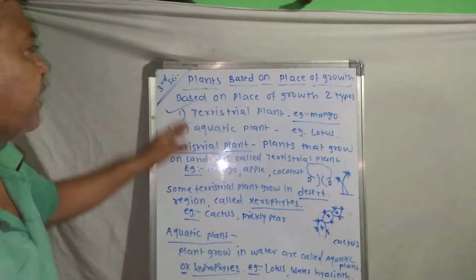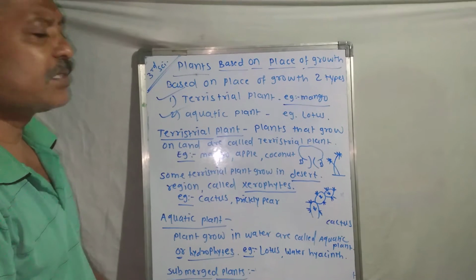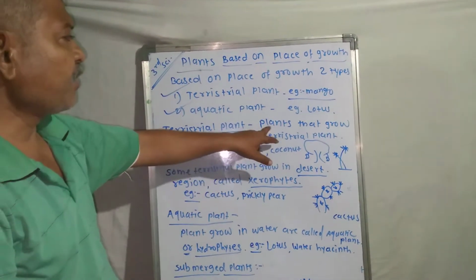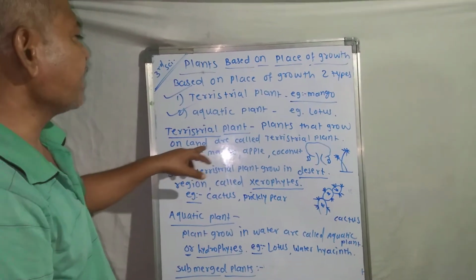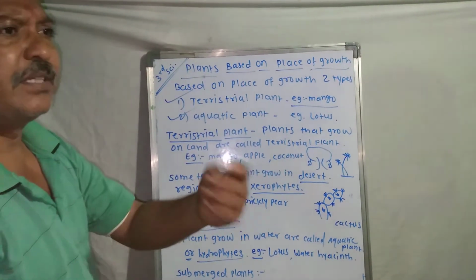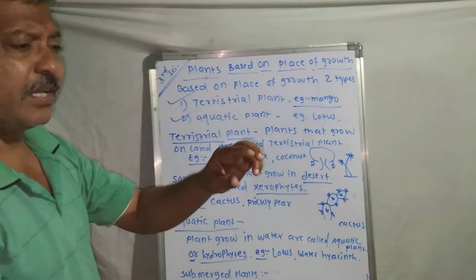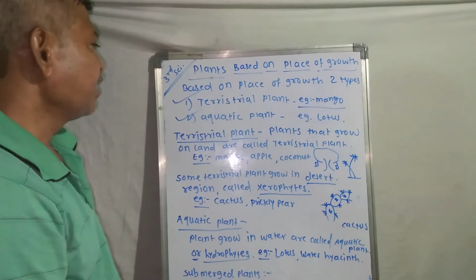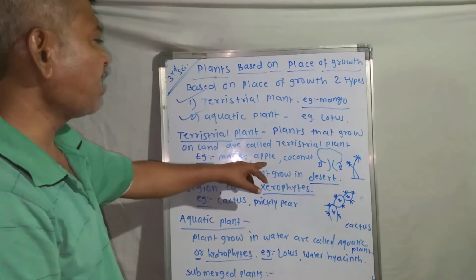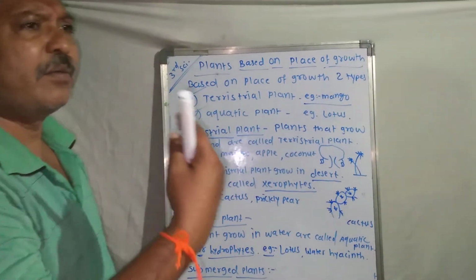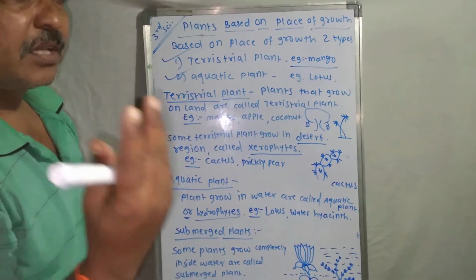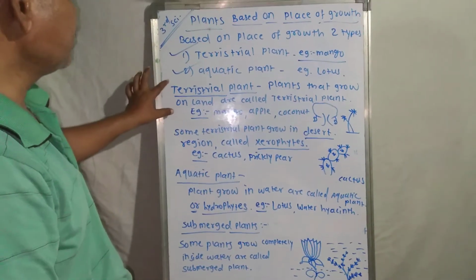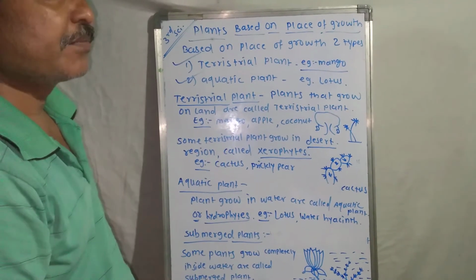Let's discuss the terrestrial plants. The plants that grow on the land are called terrestrial plants. A very easy definition: land plants, the plants that grow on the land, are called terrestrial plants. So examples are mango, apple, coconut, and many more trees, grass, rose plant, and each and every plant found in our surroundings. So these are the terrestrial plants.